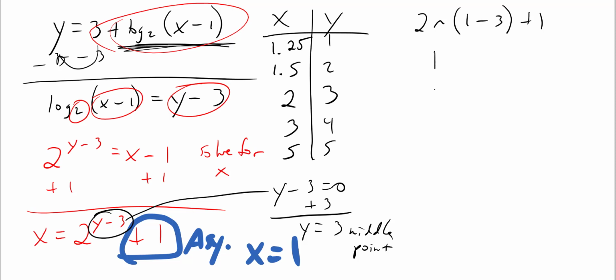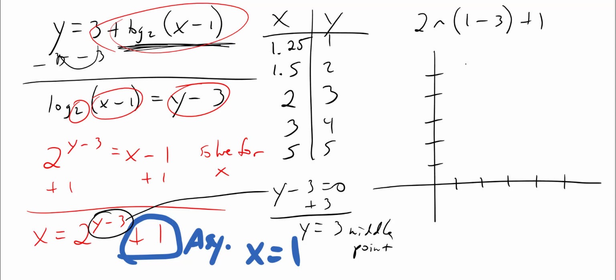Okay, so just so I can kind of fit everything in here, you're going to have a nice grid all by yourself with your note, with your homework. So 1, 2, 3, 4, 5, and 1, 2, 3, 4, 5. Okay, your asymptote is x equals 1. There you go. There's your asymptote. Okay, let's plot some points.